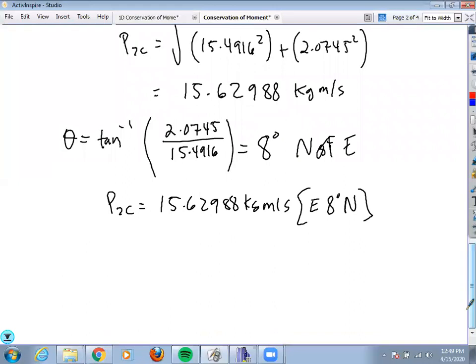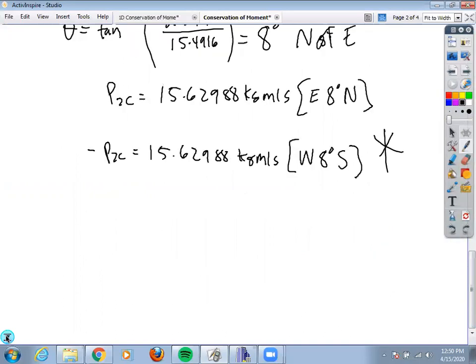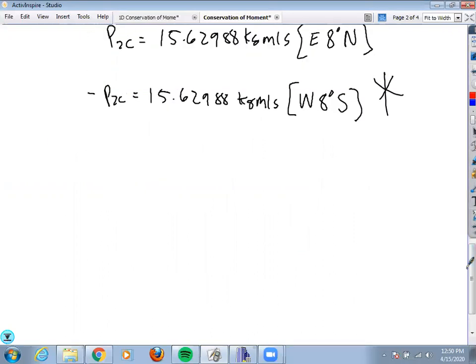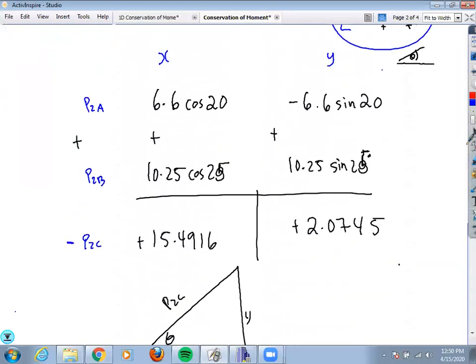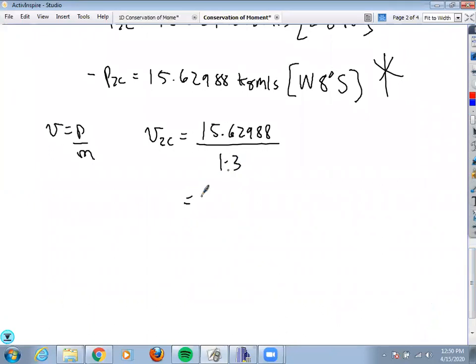So we want the negative P2C. That's going to be 15.62988 kilogram meters per second, west, 8 degrees south. Very, very important what we just did there. Okay, now we don't want the final momentum of the third piece, we want the final velocity. So again, we go to the fact that V equals P over M. So V2C will equal 15.62988 divided by the mass of the third piece, way back at the top, which was 1.3 kilograms. And we will get our answer.